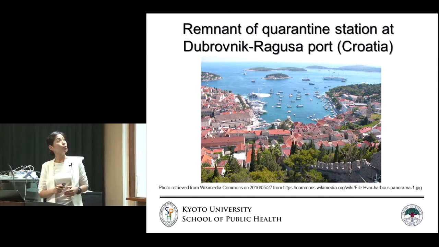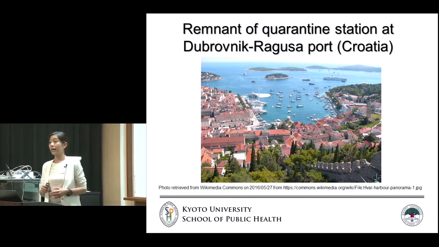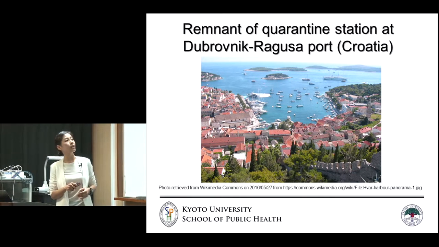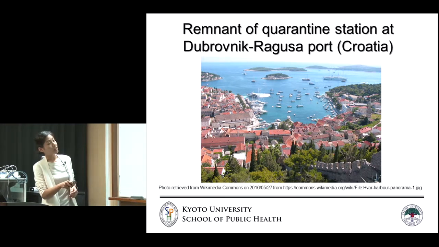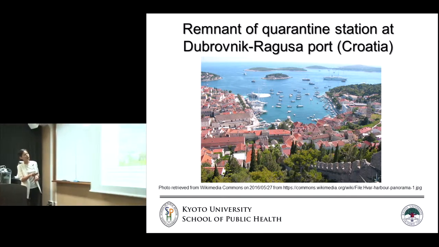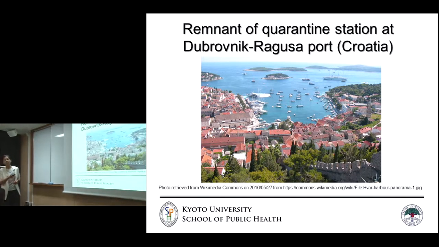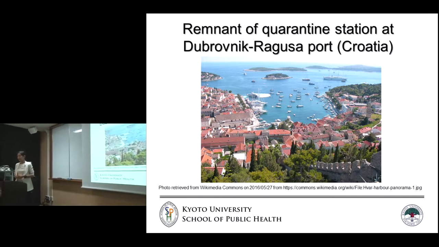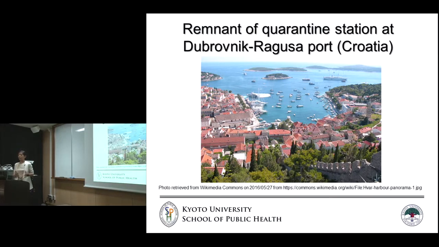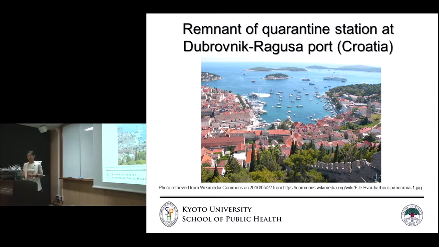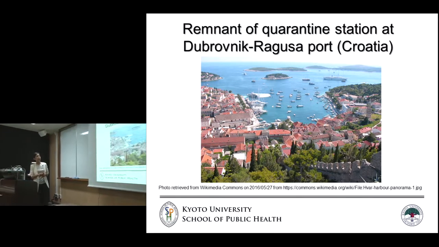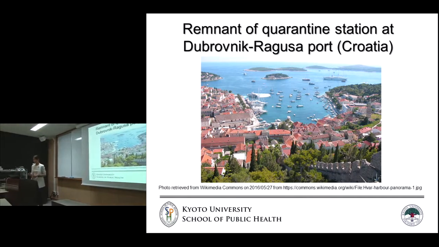And this is to show you how the port looks. This is the present day port of Dubrovnik in Croatia. Maybe as you can see here in these isolated stations, there were quarantine stations that asked ships to be halted for a few days during the past.